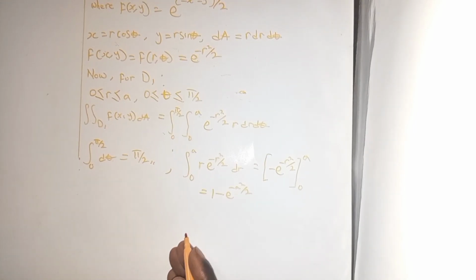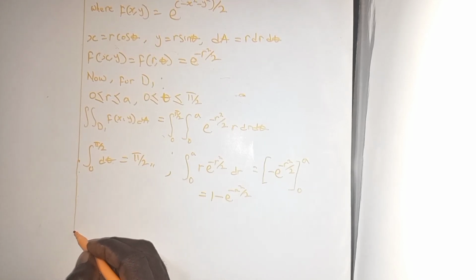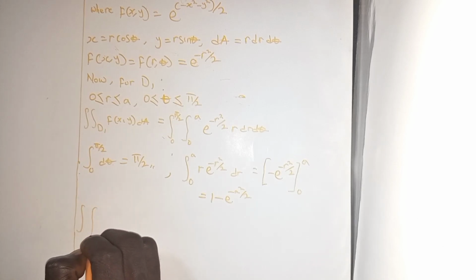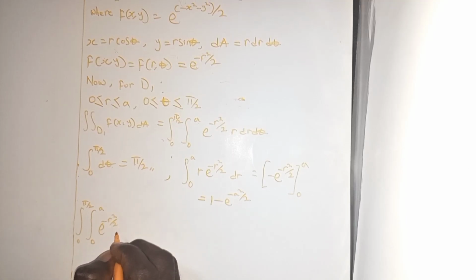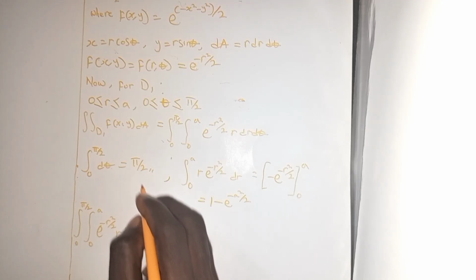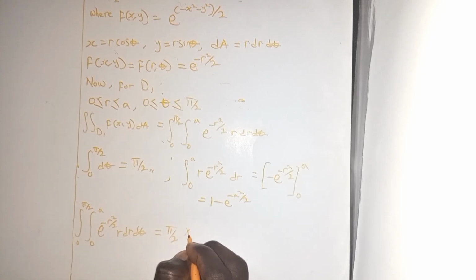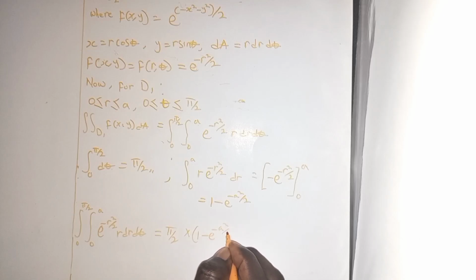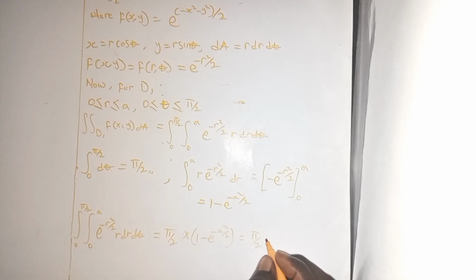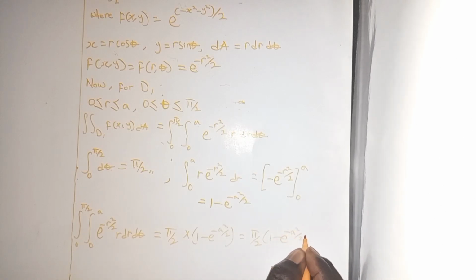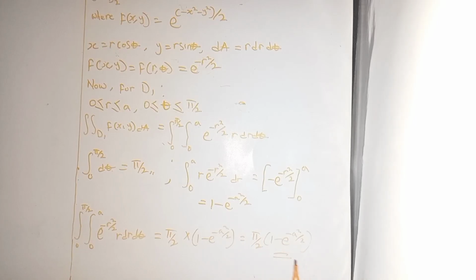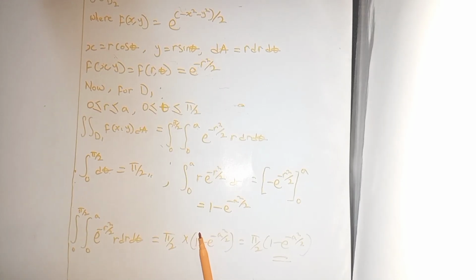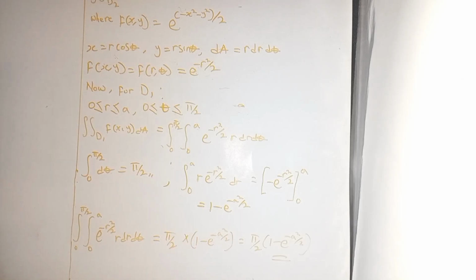Then we combine the results as well. So we multiply them, that is, let's combine the result. The integral from 0 to pi over 2 of d theta, times the integral from 0 to a of the r integral, is going to be pi over 2 times 1 minus e to the minus a squared over 2, which we have just proven as required. Pi over 2, open bracket, 1 minus exponential a squared over 2. So we have just proven this for the first region, that is for our D1. So now we are going to do the same process for our D2.